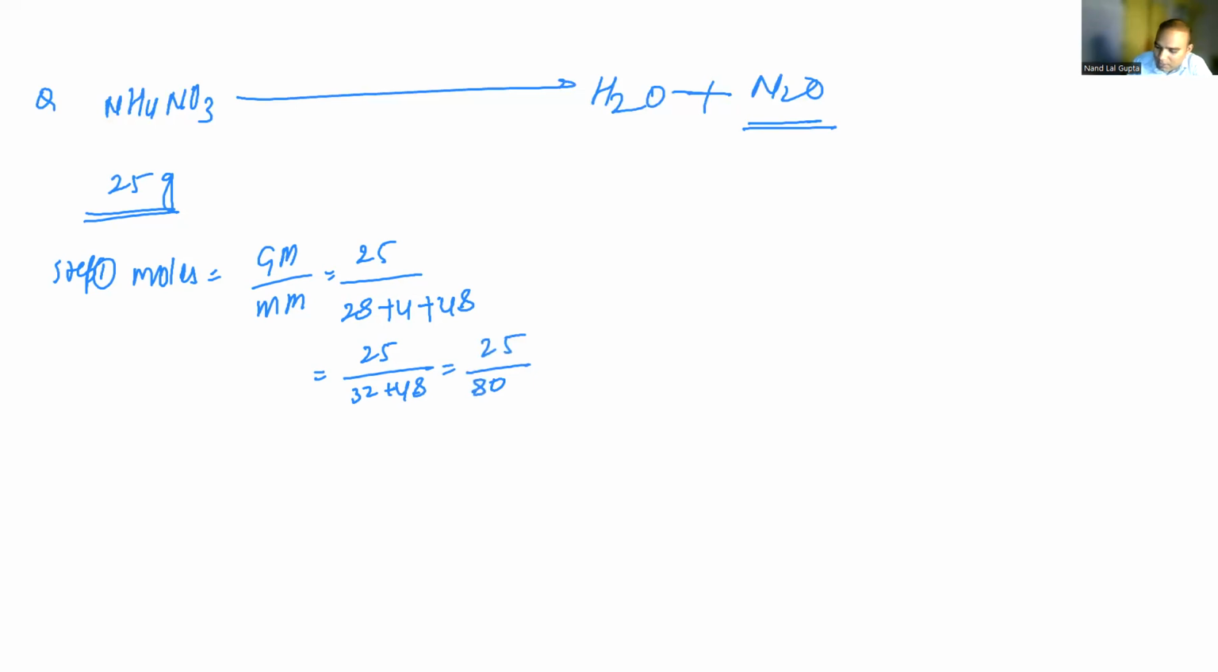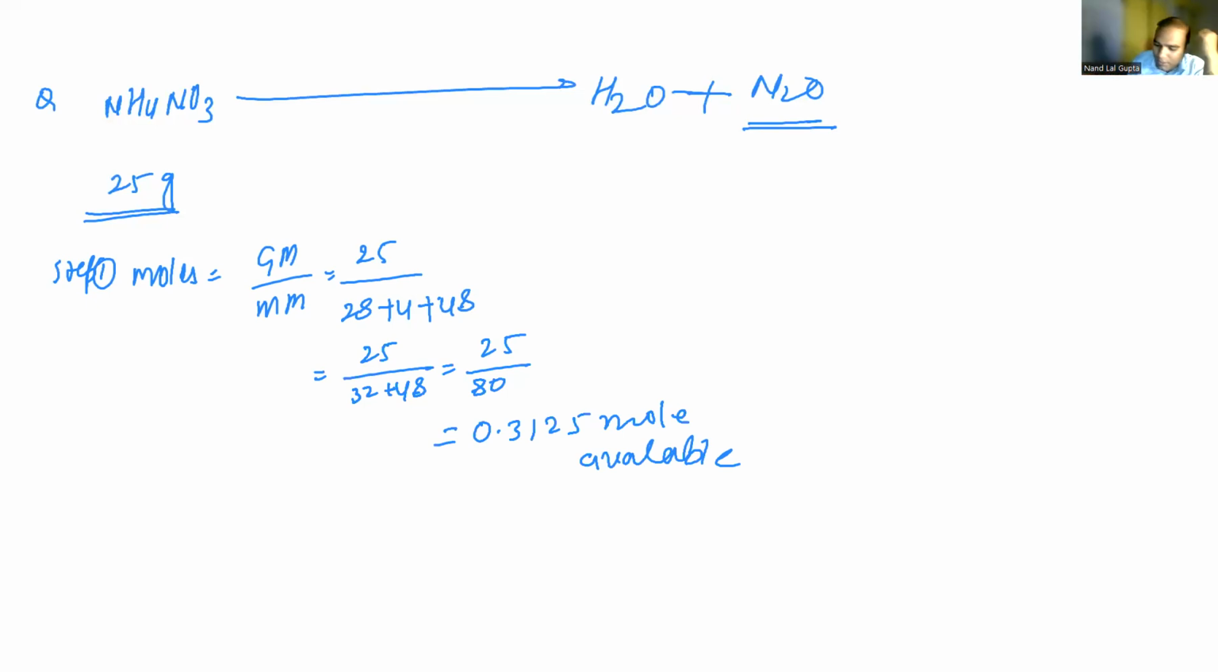Now we need to calculate it, it is a fraction. Next time I will send you the solved problems. These all have solutions, I will share them with you. Here this is coming 0.3125 mole. This is the available amount, right? 25 gram given means how many moles are available? That is 0.3125 mole. Yes.